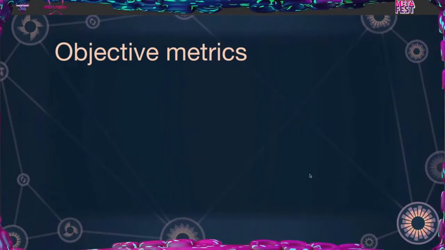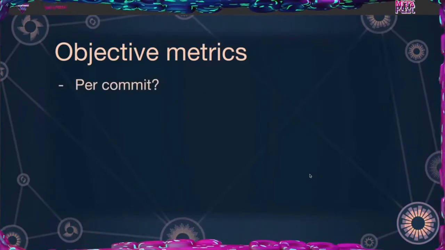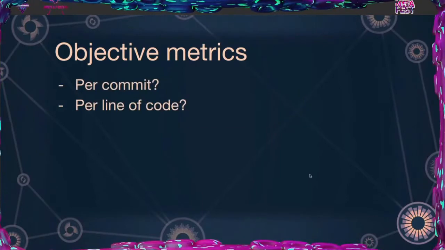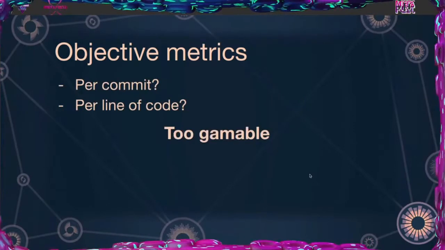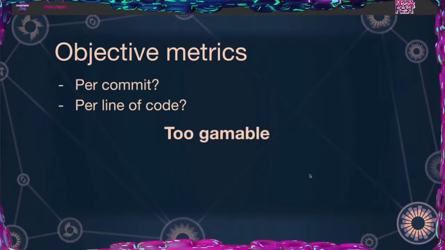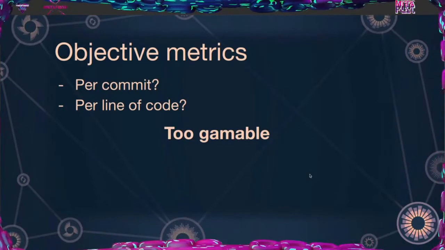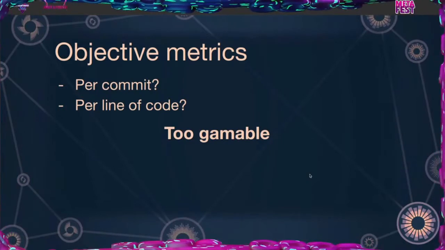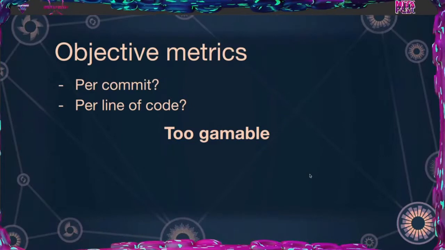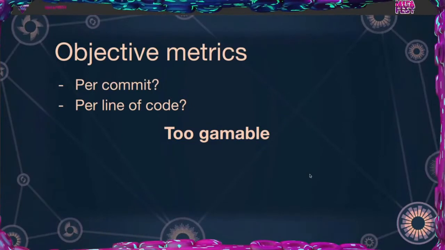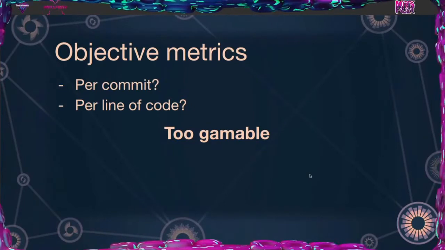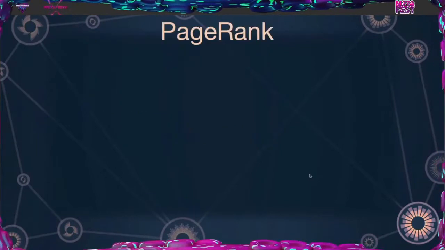And then there are objective metrics, such as per commit, per line of code. And the problem with this is that it's just too gameable. If you're paying money according to these metrics, eventually people are going to start just working for the metrics, and it fails pretty much every time.